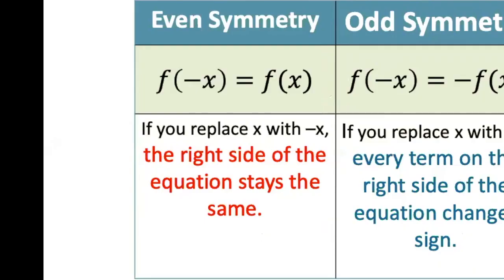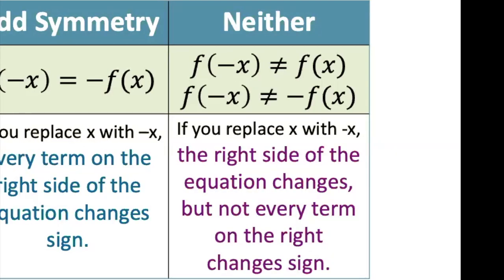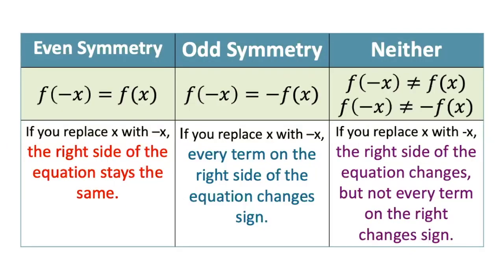If the function has even symmetry, the right side of the equation will stay the same. If it's an odd function, every term on the right side of the equation will change sign. If it's neither, the right side of the equation will change, but not every term on the right changes its sign. Above these descriptions are the shaded boxes, which say the exact same thing, just in mathematical notation. Let's get to some examples.